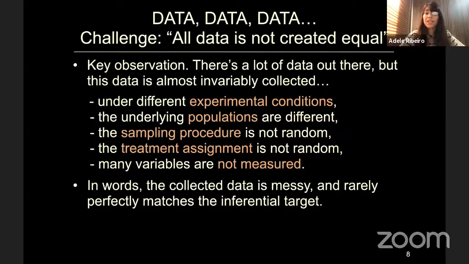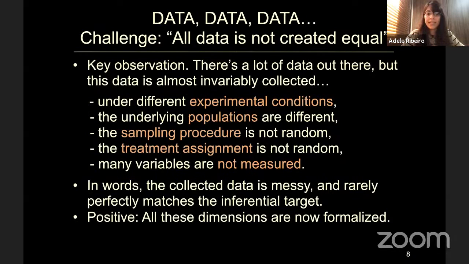So it seems tough. How can we use this data? Because usually we have this impression that the data has to be perfectly collected, like we need a very good protocol, but the data that we have available is messy. How can we deal with that? But that is positive.